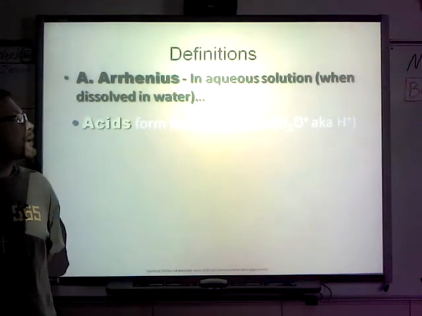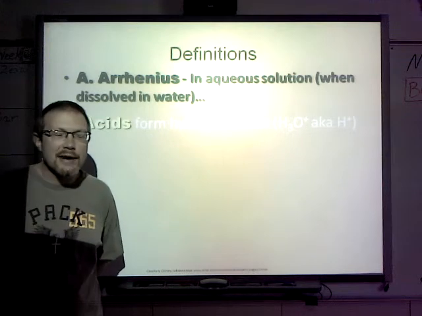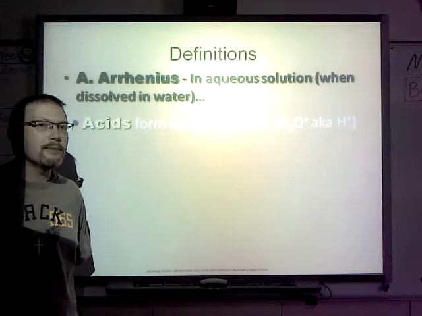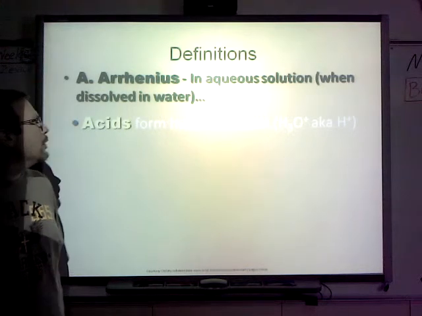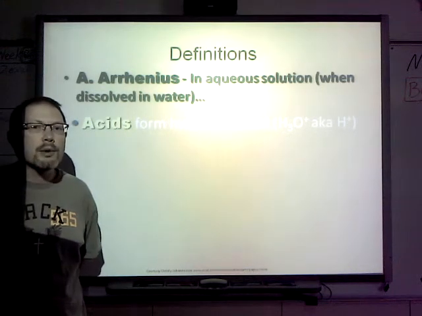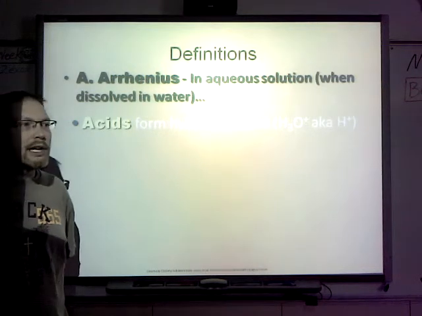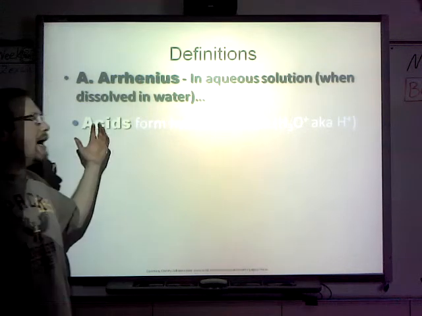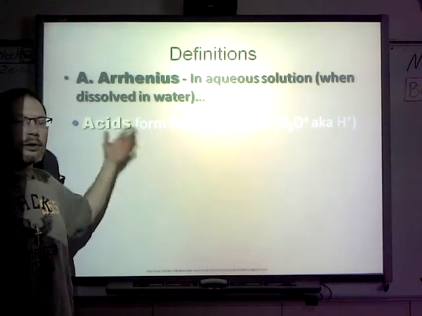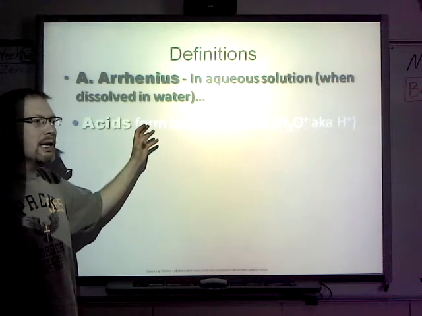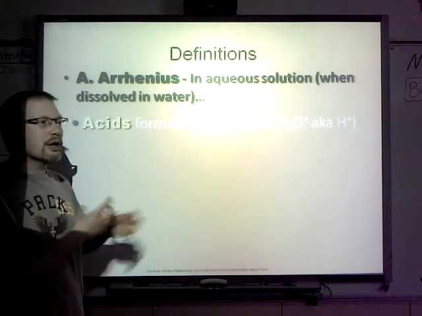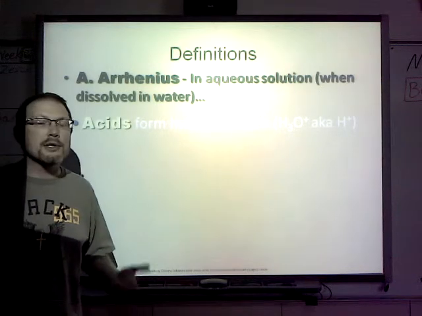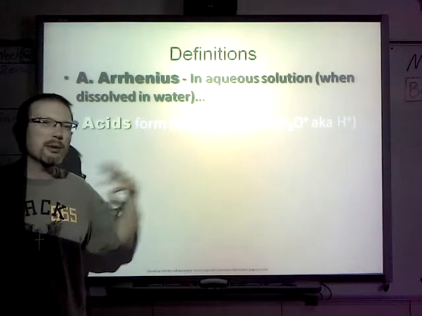The first one is the Arrhenius definition of acids and bases. Svante Arrhenius was a Swedish gentleman who said that an acid was any substance that when you put it in water, it would give up hydrogen ions. We know now that hydrogen ions, whenever they're in water, will react with the water molecule to actually add a third hydrogen on there and turn it into what's called a hydronium ion. But for all intents and purposes, you can use hydronium and hydrogen ion pretty much interchangeably.